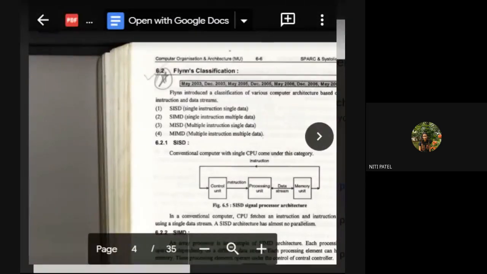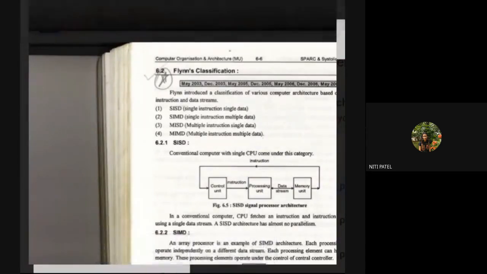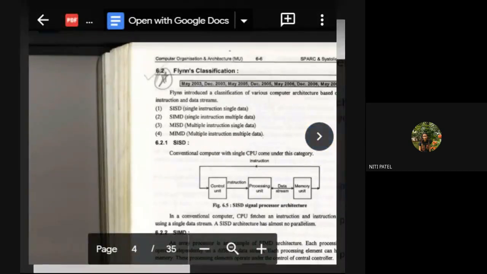Can you see the book, page number 656? Is that screen visible? At least say yes or no. Yes, ma'am. If you cannot see, you can open the book which is there at your end.